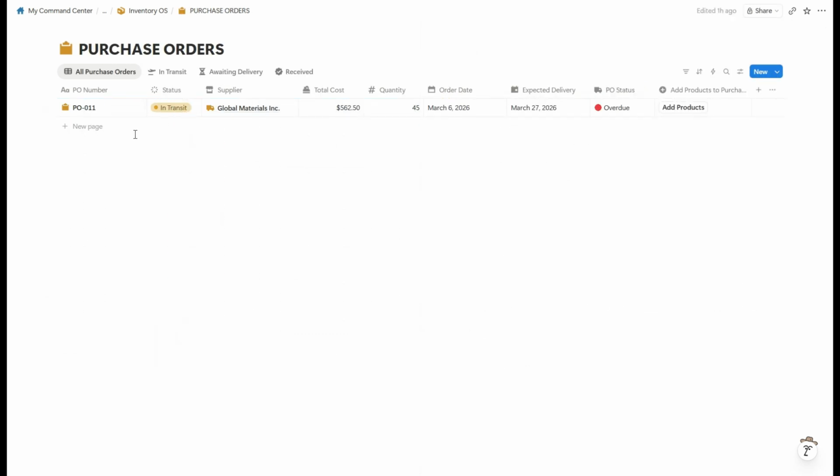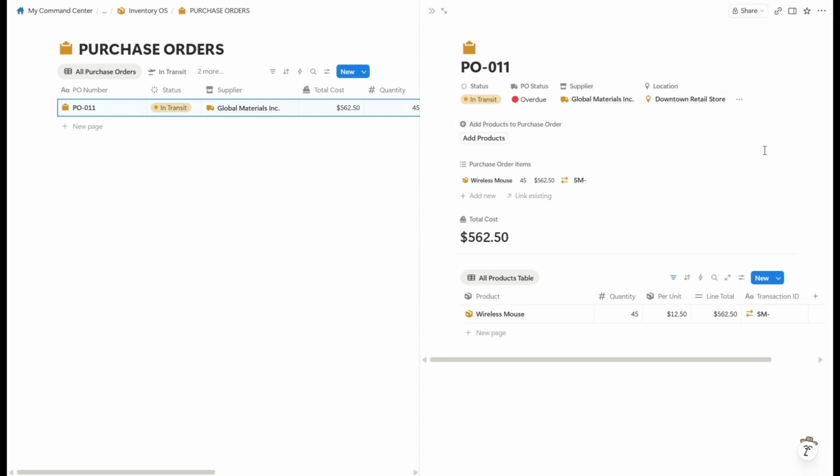Purchase orders help you track what has been ordered, who it is coming from, where it is going, and when it is expected to arrive. You can move a purchase order from draft to ordered, to in transit, to received, and finally closed. Because purchase orders are connected to suppliers, products, locations, and stock movements, you can see the full context around every incoming order.